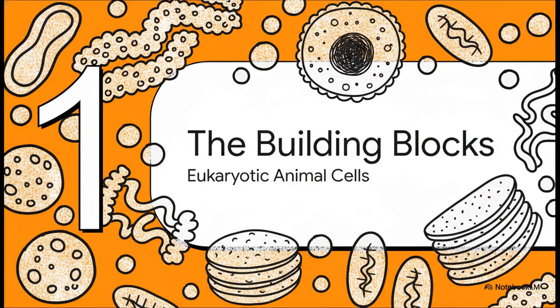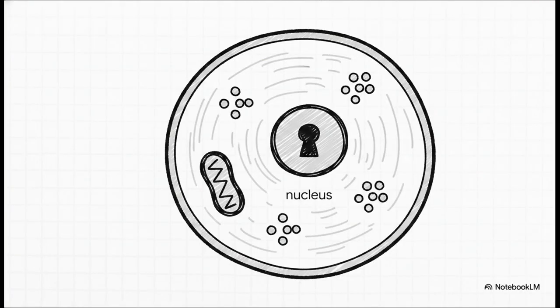Section 1, the building blocks. Let's dive right in by examining our biological base model, the eukaryotic animal cell. Okay, so almost every single animal cell shares 5 fundamental subcellular structures. We call these organelles. And these 5 work together in perfect harmony to keep the cell alive, functioning, and doing its thing. Let's break them down real quick.